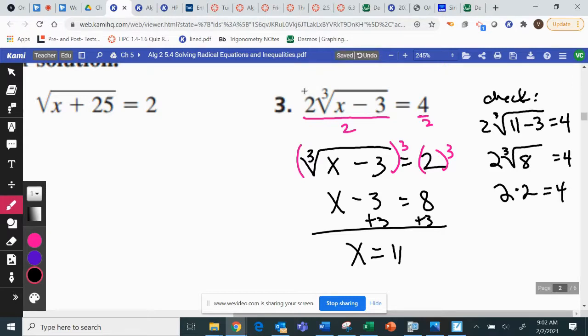So I check my answers, and I get the cube root of 11 minus 3, which is the cube root of 8, which is 2. And 2 times 2 is 4, so it checks. All right.